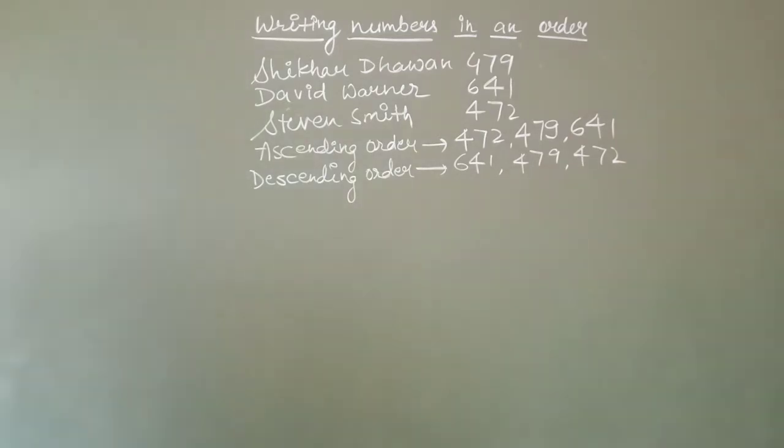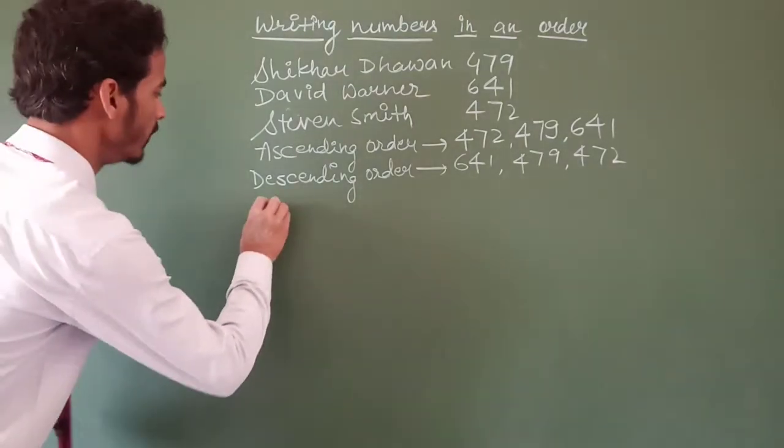Once again, I repeat: when numbers are written from the smallest to the greatest, they are in ascending order or increasing order, and when numbers are written from the greatest to the smallest, they are in descending order or decreasing order. And now we have to learn forming numbers. Our next topic is forming numbers.